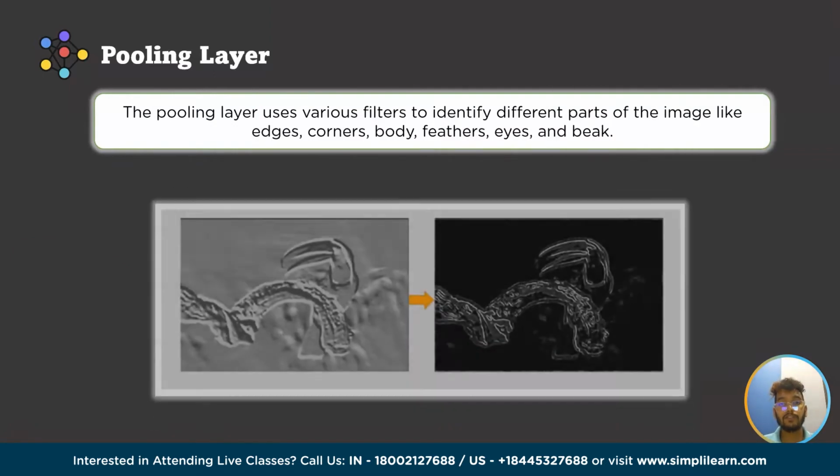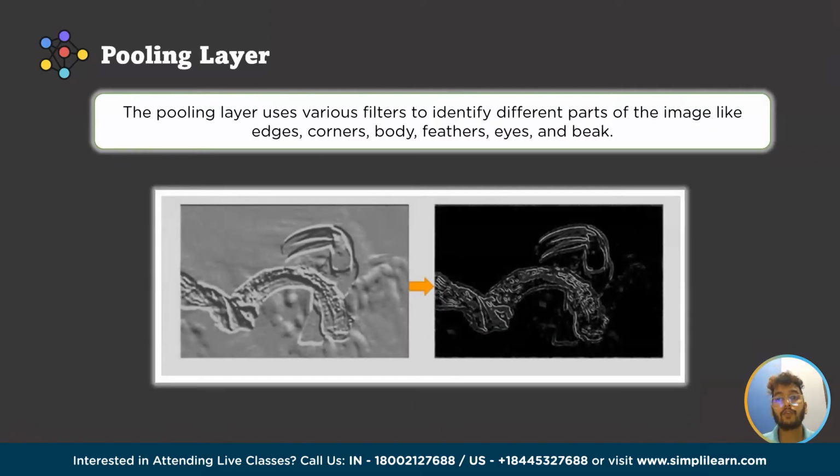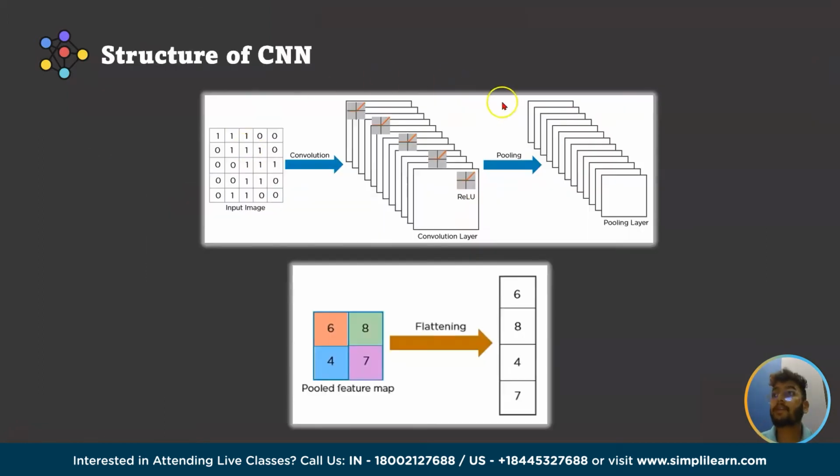The pooling layers use various filters to identify different parts of images like edges, corners, body, feathers, eyes, and beak, as you can see from the picture. So now let's see how the structure of CNN looks so far. Here's the diagram that represents the structure of CNN so far.